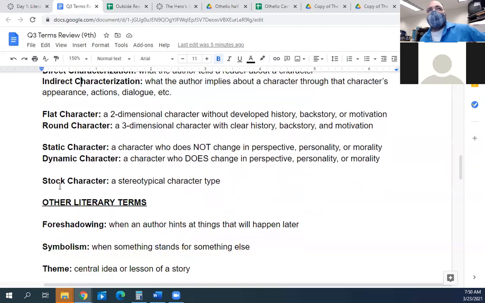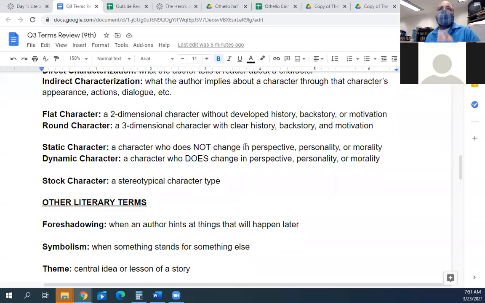Then we got flat and round characters. A flat character is a two-dimensional character without a developed history, backstory, or motivation. Most characters are flat. Authors don't have time to develop every character. And so some characters come and go in a story and have no more meaningful contribution than moving the plot forward.